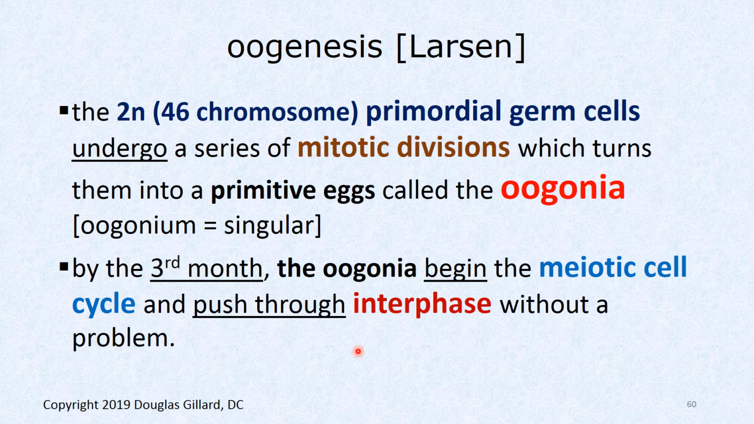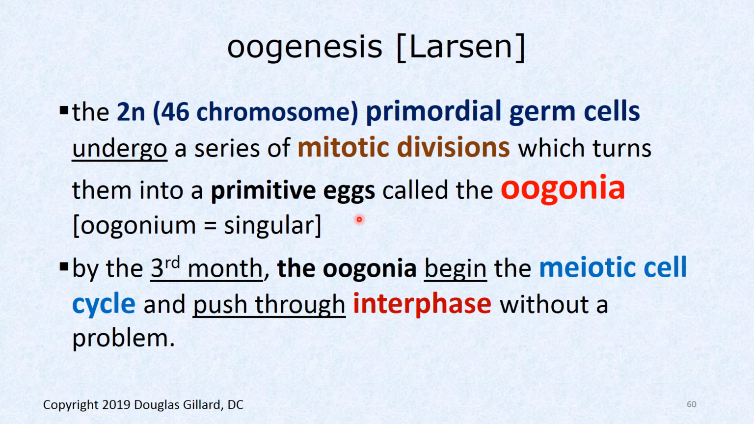And remember that all these germ cells are 2N, just like all germ cells are. When I say 2N, that means they're diploid. They have 46 chromosomes, and they are going to divide and divide and divide until thousands or hundreds of thousands of these primordial eggs are created, all of which, because we're dividing through mitosis, are 2N, 46 chromosomes.